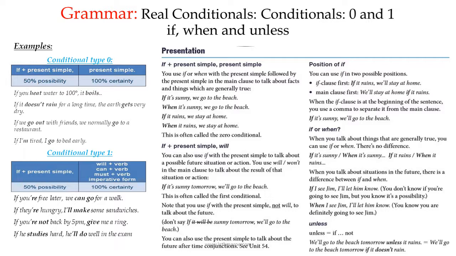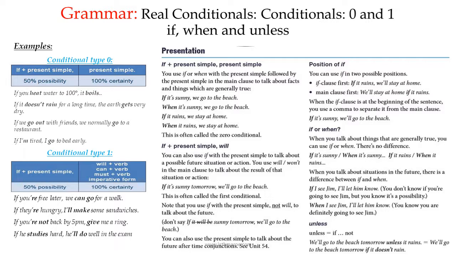The last thing is about unless, meaning if not. We will go to the beach tomorrow unless it rains. It means we will go to the beach tomorrow if it doesn't rain. Okay? So unless means if not.